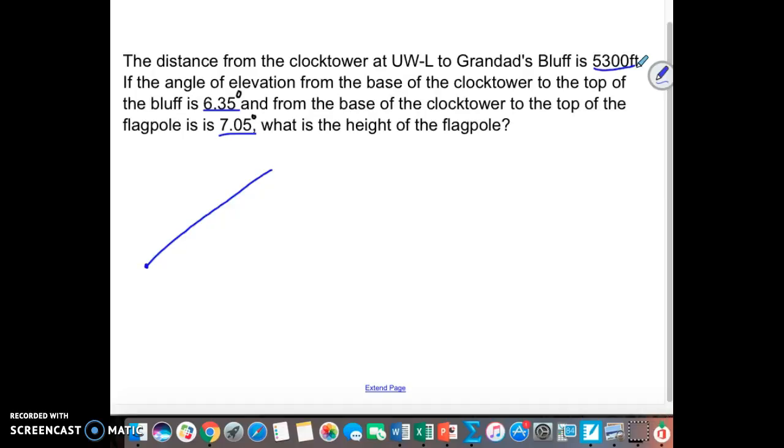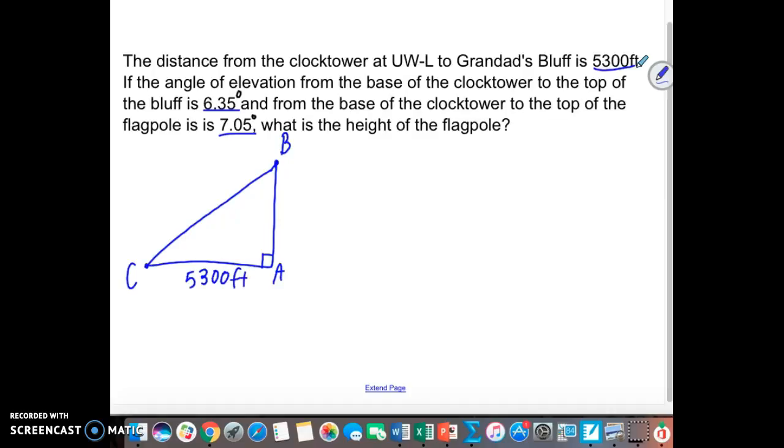So this point down here is the clock tower at UWL. I'll label it with a C. And if here's the ground, and if this point up here is the top of Granddad's Bluff, I'll label it with a B. And here's my 90-degree angle that the bluff makes with the ground. We know that the distance from the clock tower to the bottom of the bluff is 5,300 feet.